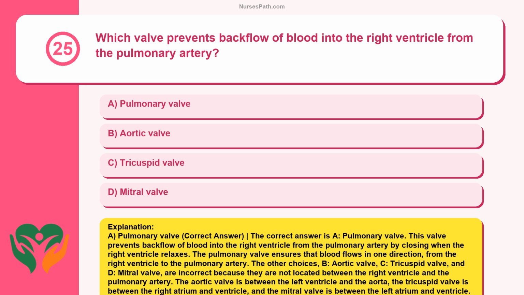The other choices, B, aortic valve, C, tricuspid valve, and D, mitral valve, are incorrect because they are not located between the right ventricle and the pulmonary artery. The aortic valve is between the left ventricle and the aorta, the tricuspid valve is between the right atrium and ventricle, and the mitral valve is between the left atrium and ventricle.